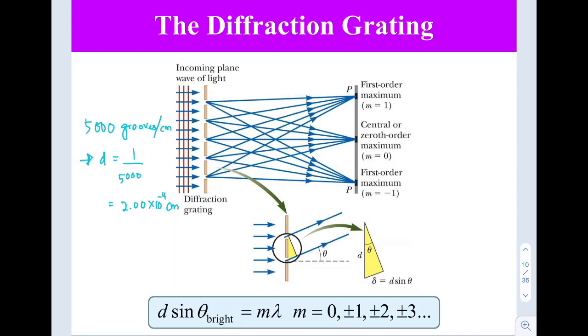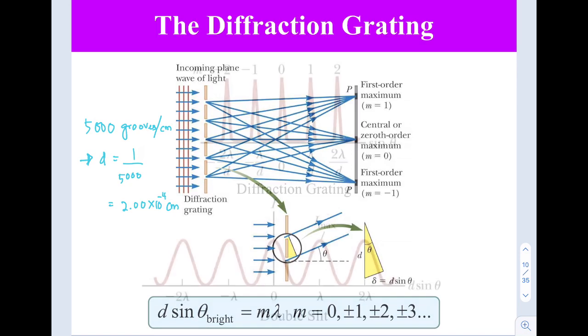d sine theta bright is equivalent to m lambda, where m is equivalent to 0, plus or minus 1, 2, 3, and so on. For m equivalent to 0, we call it the 0th order maximum. This is the first order maximum. If it is positive, it is the upper part of the screen. If it is negative, it is the lower part of the screen.